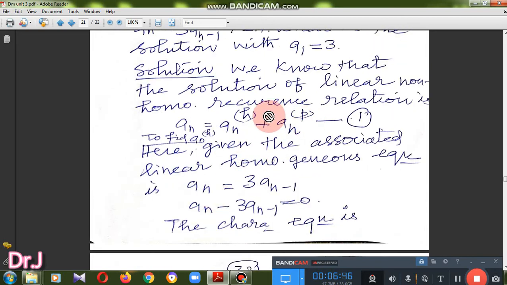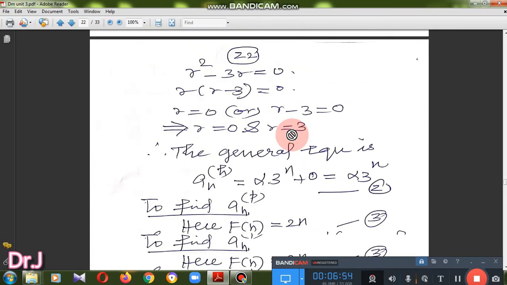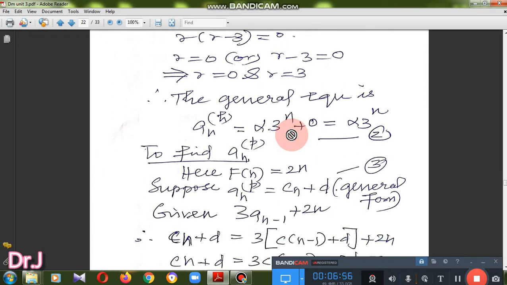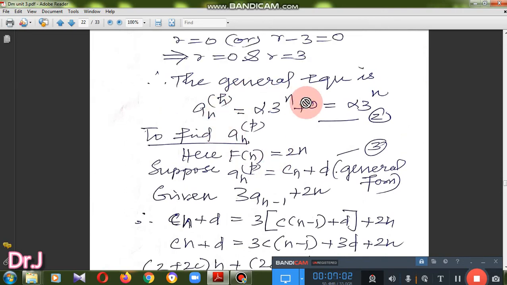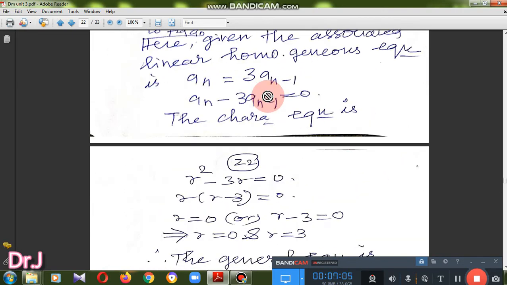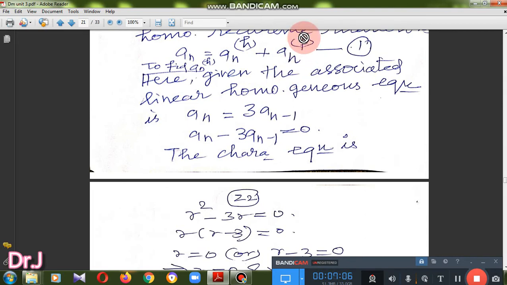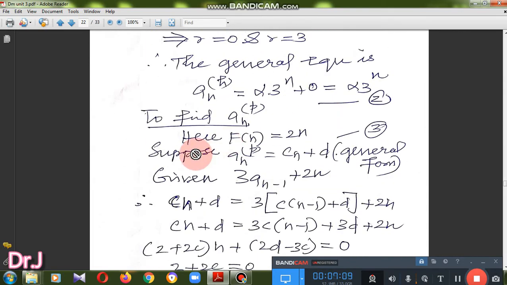I'm going to substitute that in equation number 1. What remains to find is the particular solution. To find the second solution, a_n^(p), I am taking f(n) equals 2n. That's what is given there.